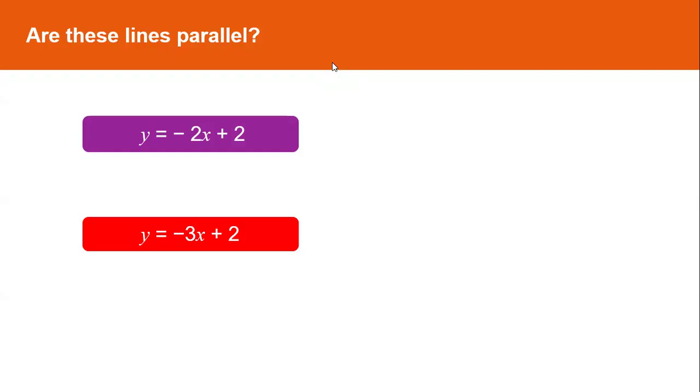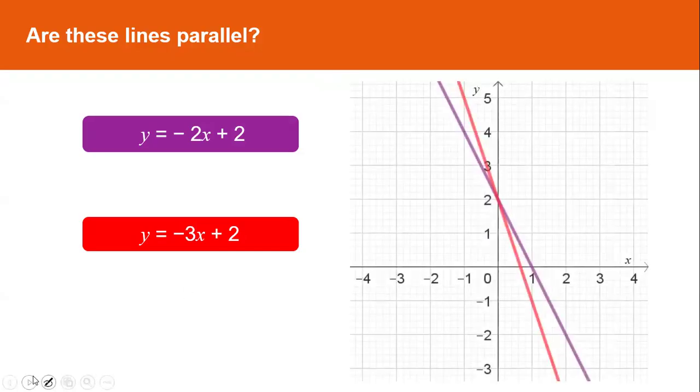Because they have different gradients. The gradient is not the same. Very good. Because when you look at the first line, the gradient is -2. The second line is -3. Very good. So when you plot these lines, they will be meeting. So they are not parallel.